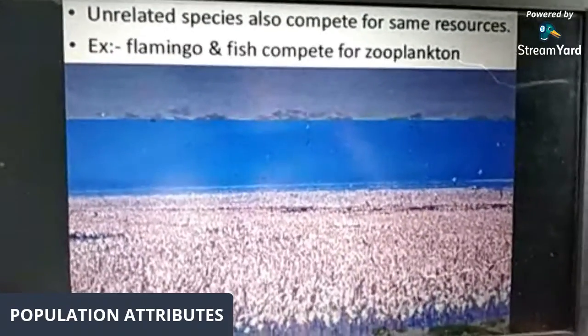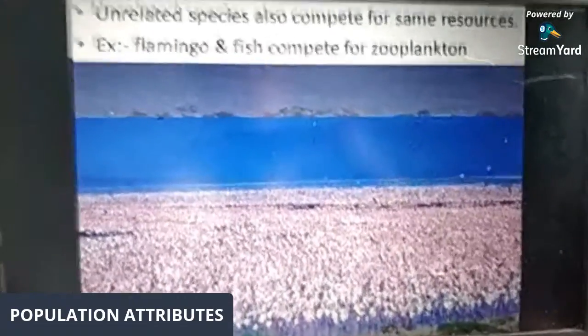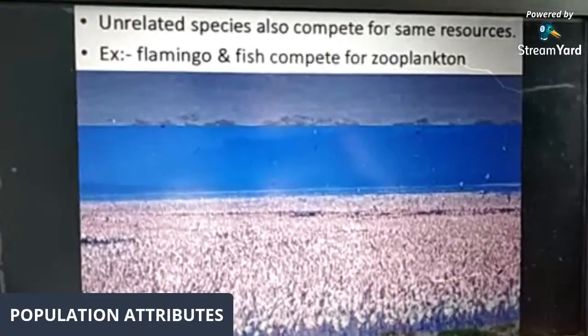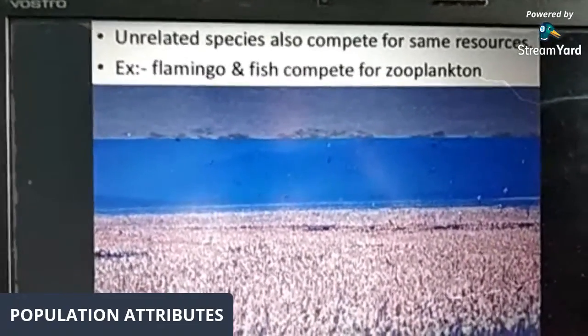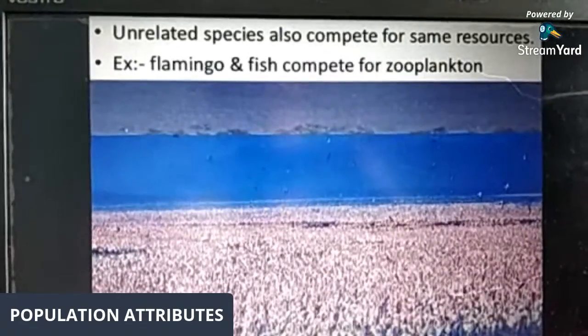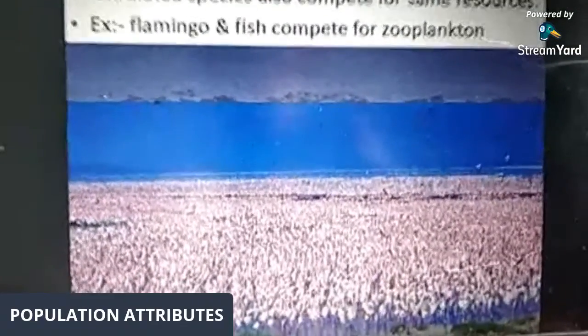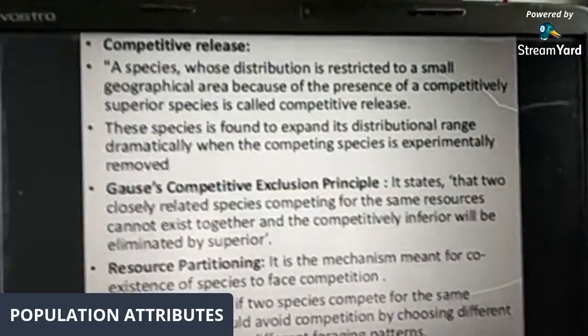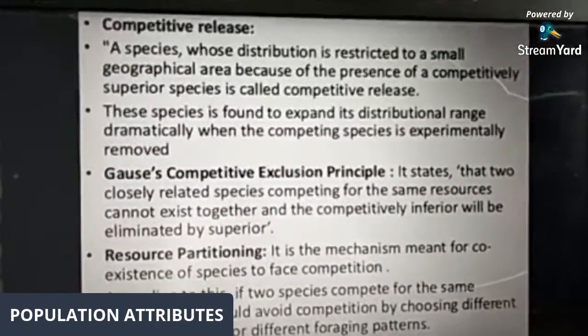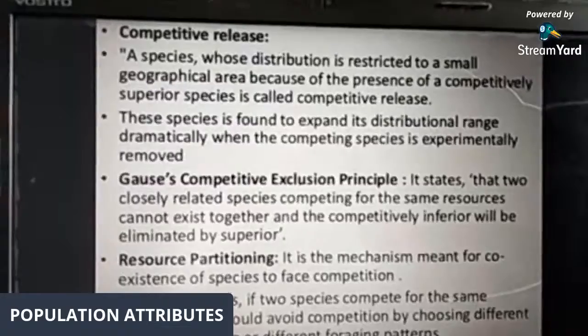Unrelated species also compete for the same resources, like the flamingo and fish compete for the zooplankton. Birds and fish compete for the zooplankton. Clear? Okay. Next point is the competitive release.